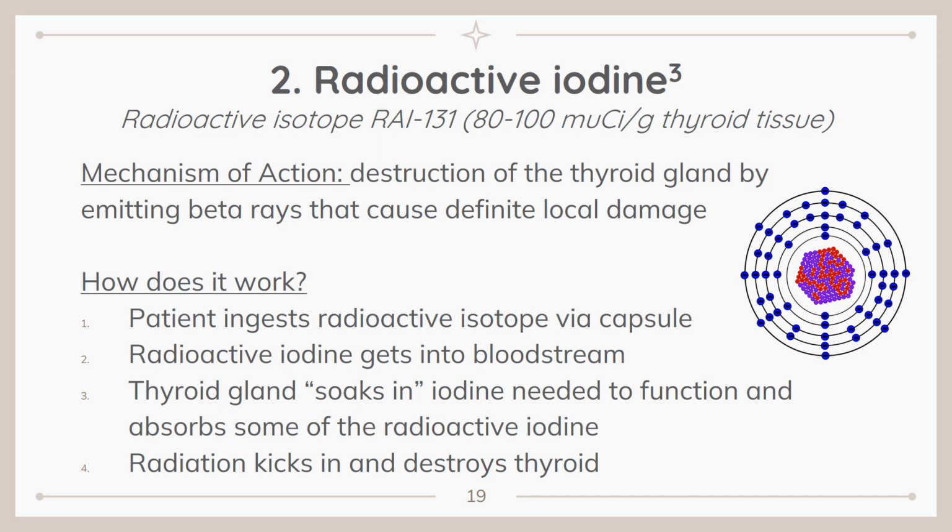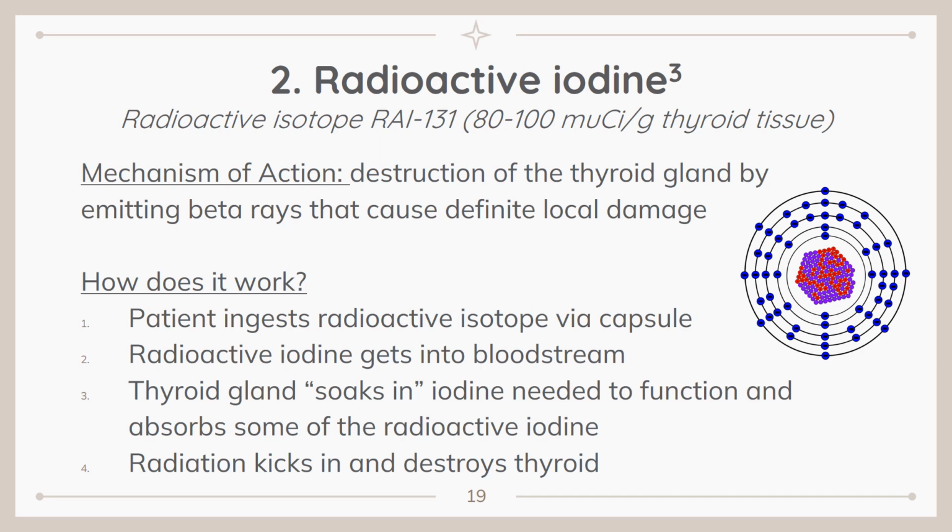An additional treatment option for hyperthyroidism would be radioactive iodine. Just as a friendly reminder, iodine is that important component in creating thyroid hormones, specifically more so for T4. Our main source of iodine comes from our diet, specifically seafood, eggs, or milk. And 70% of the iodine is stored in the thyroid gland.